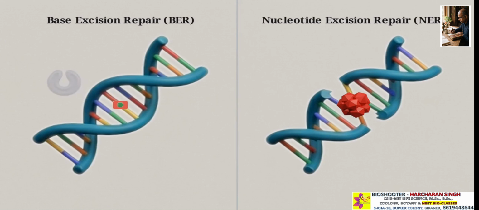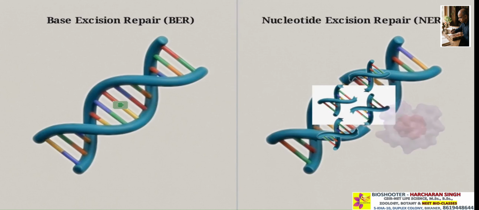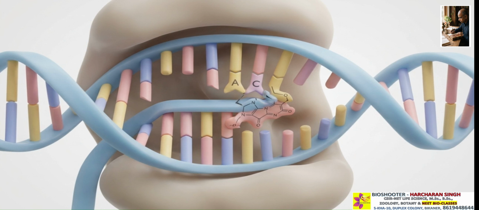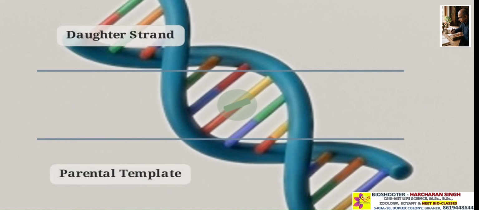The exact physical bulk and geometric distortion of the mutation rigidly dictate the mechanism. A single unnatural base triggers a localized cut and patch response, while a rigid kink in the double helix forces the cell to excise an entire segment of the strand. Even high-fidelity replication polymerases make errors.